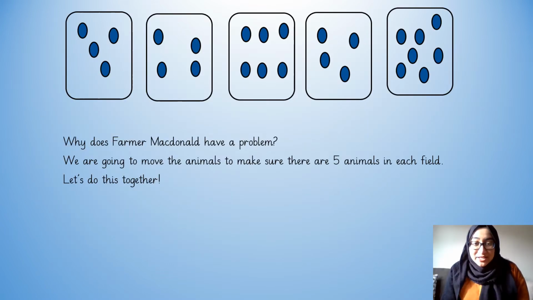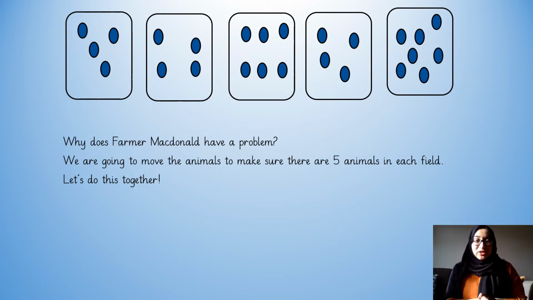Farmer McDonald has had to move some of his animals into smaller fields, but he needs to make sure that there are 5 animals in each field. At the top of our screen, you can see 5 boxes, and you can see some blue dots in those boxes. Those blue dots represent our animals in our fields. So let's count how many animals we have in the first field. Can you count with me?